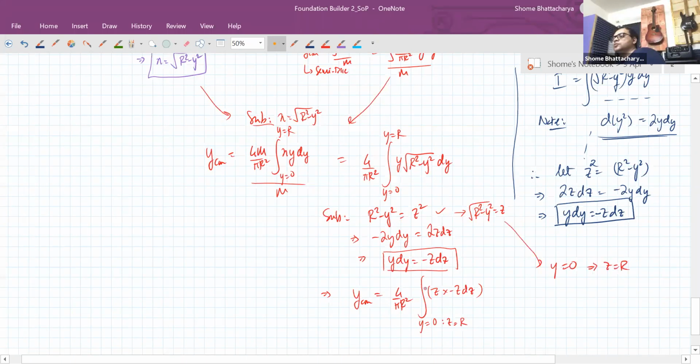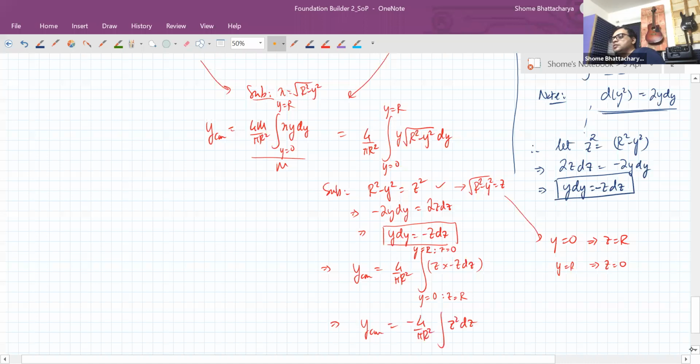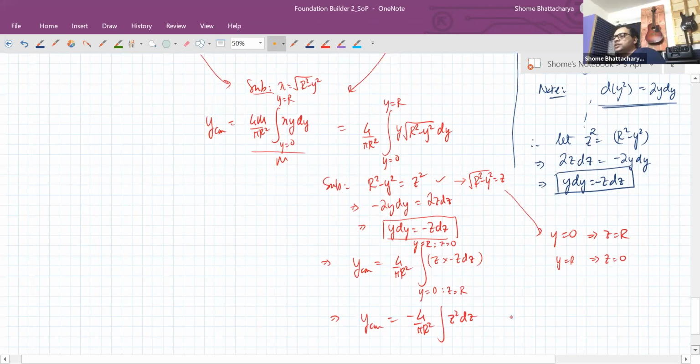Okay, to y equal to capital R, which corresponds to z becoming 0. So now my integral has become like this. Take the minus sign outside: integral z square dz, but the lower limit is z equal to capital R and the upper limit is z equal to 0. So we'll complete this integration and we'll see that it gives us the same answer as before.